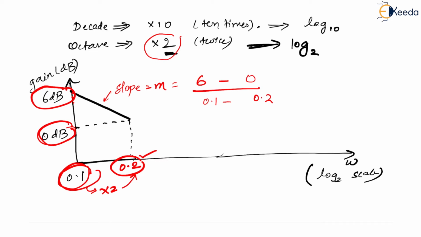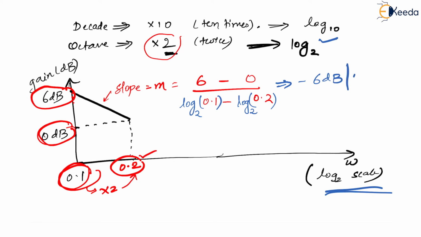Now, is this perfect? No, it is not correct. Why? Because it is a log 2 scale. It is an octave, which means I have to take log of 0.2 here, 0.1 here, right? Which means log to the base of what? 10. No. Why? Because this time it is 2, which means it is going to be log to the base 2. If you solve this in calculator, you get the answer to be minus 6 dB per octave, which is also written as minus 6 dB per O, which is nothing but octave, right?